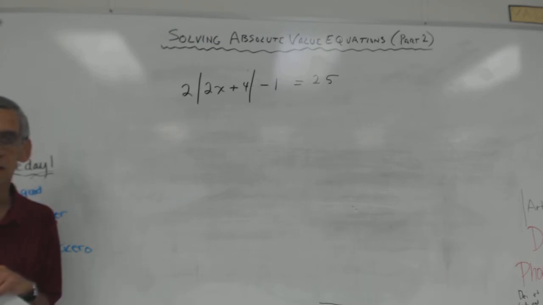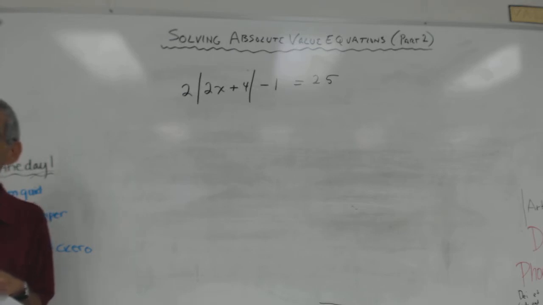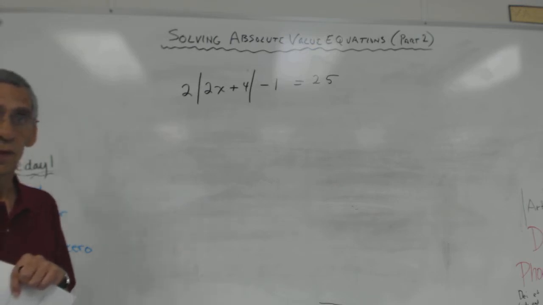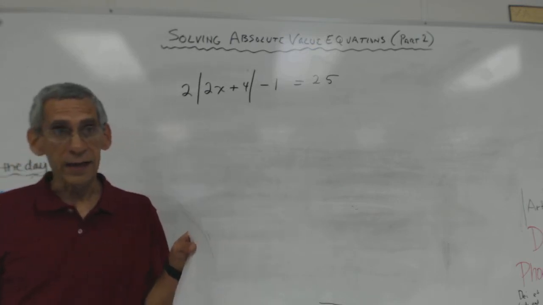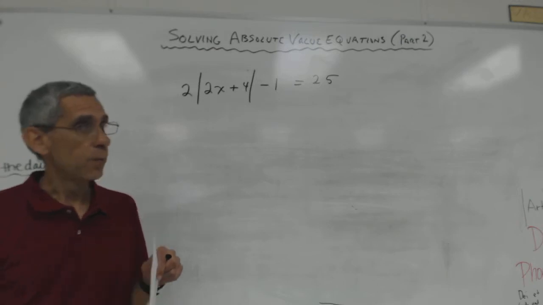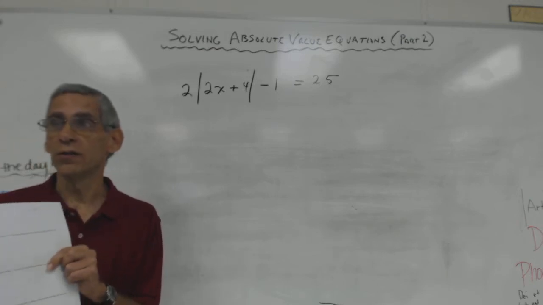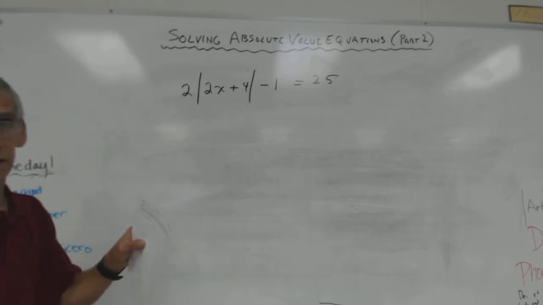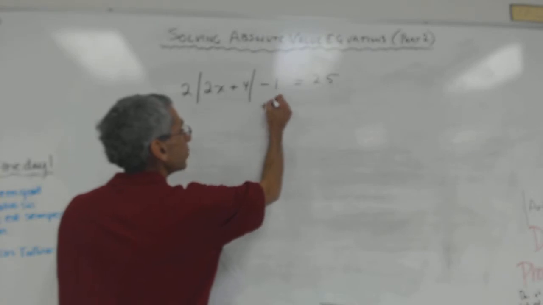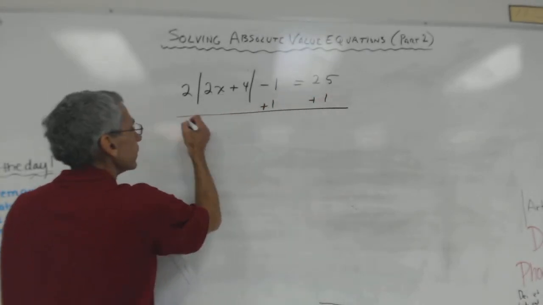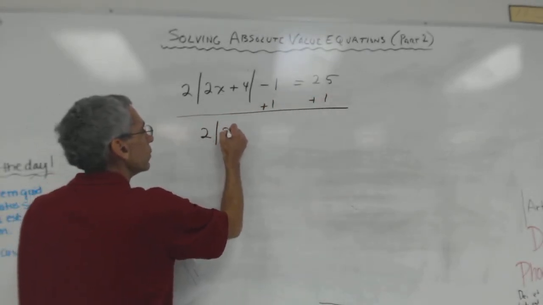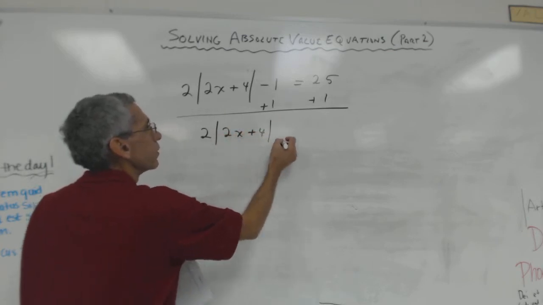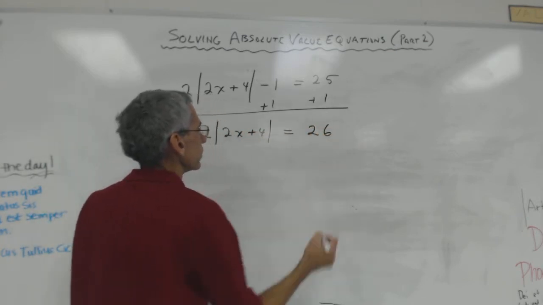Well, what you did was you put 2 in front of the absolute value, but I can guess what you do. You do distributive property to it. Actually, that is one way you could do it. But what is the first thing you always do? You have to add the 1. Isolate? Yes, isolate. Let's add the 1, and suddenly I have 2 absolute value of 2x plus 4 equals 26.